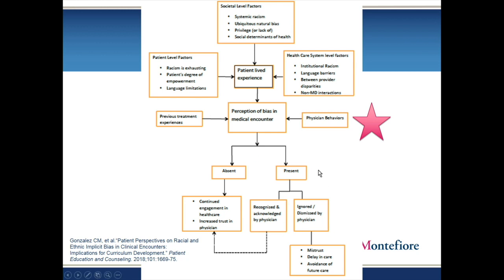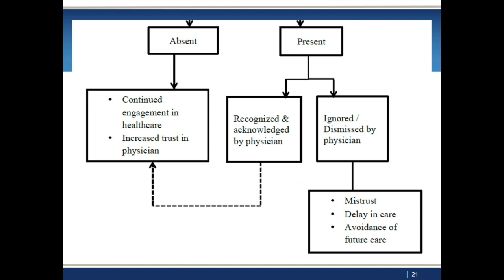So once the bias is perceived, or if bias is perceived, two things happen. If bias is not perceived, on the left-hand side, you've got continued engagement in healthcare, increased trust in physician. If the perception of bias is present, that's where the skill development needs to lie. Because the problem, from what we learned from our patient focus groups, is if we ignore or dismiss it. Right? You speak with patients, you speak with students, you know when things are going well, and then all of a sudden things are not. And sometimes you just are like, oh, I don't know what happened, but I'm going to barrel through to the end and get past this encounter.